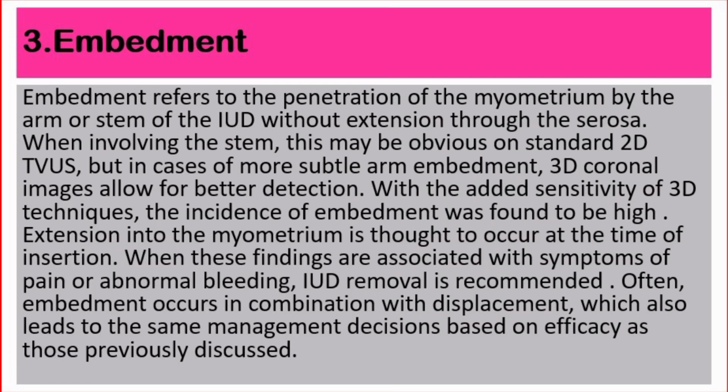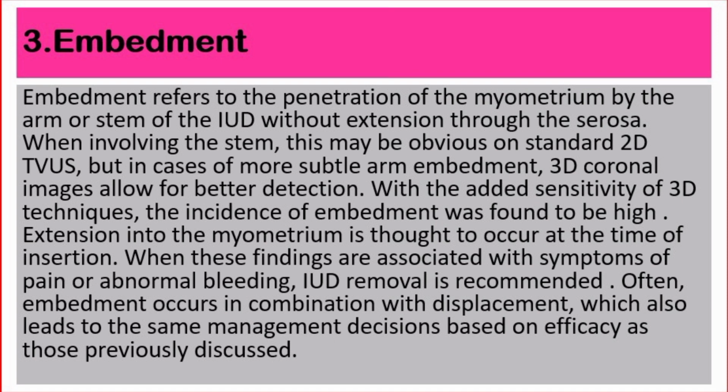Number 3. Embedment. Embedment refers to the penetration of the myometrium by the arm or stem of the IUD without extension through the serosa. When involving the stem, this may be obvious on standard 2D transvaginal ultrasound, but in cases of more subtle arm embedment, 3D coronal images allow for better detection. With the added sensitivity of 3D techniques, the incidence of embedment was found to be high.